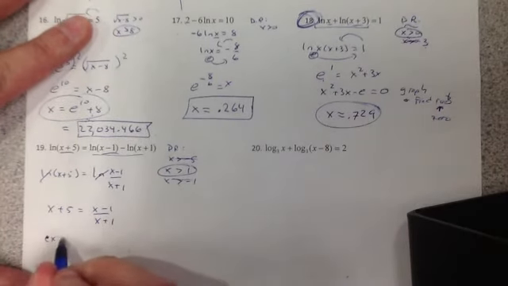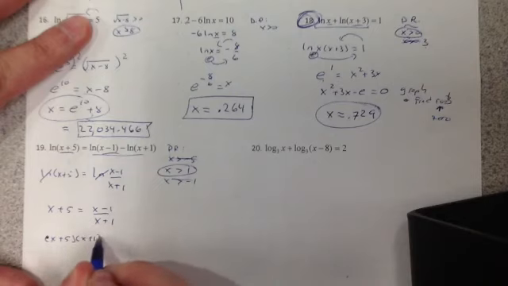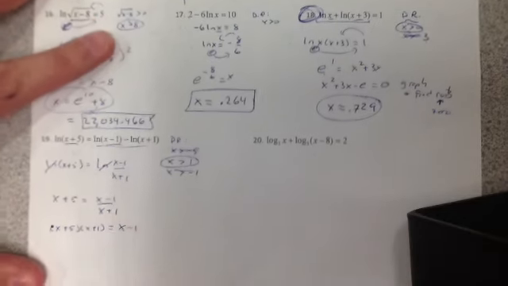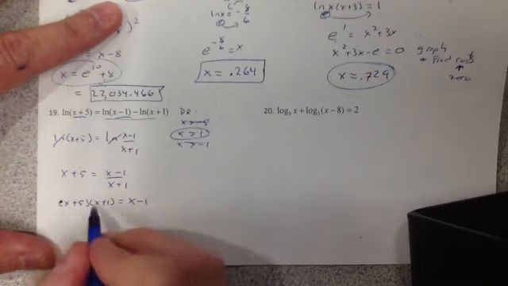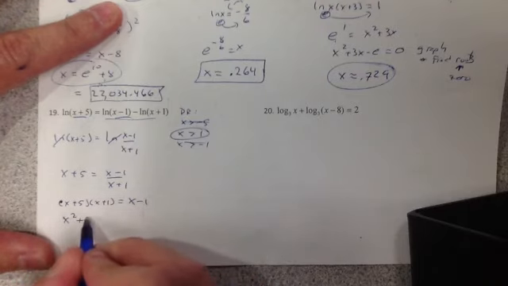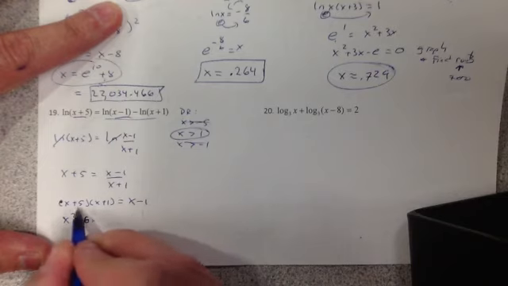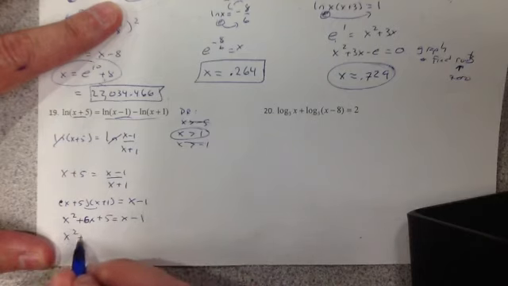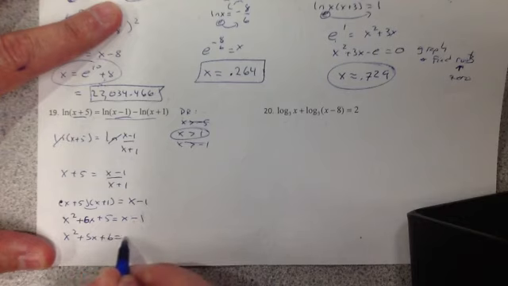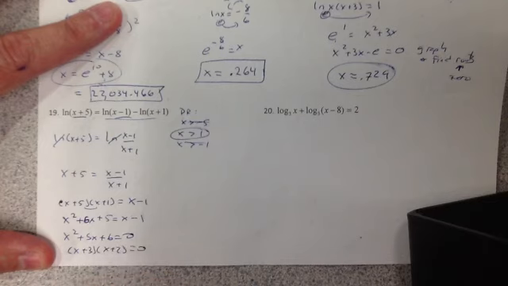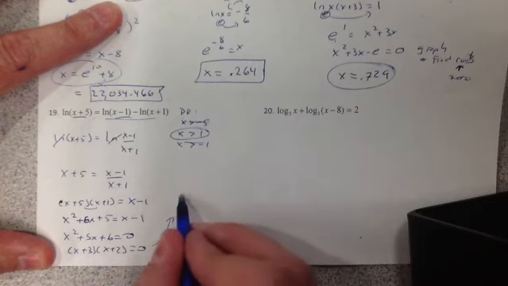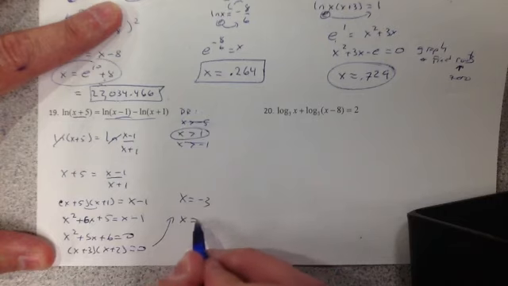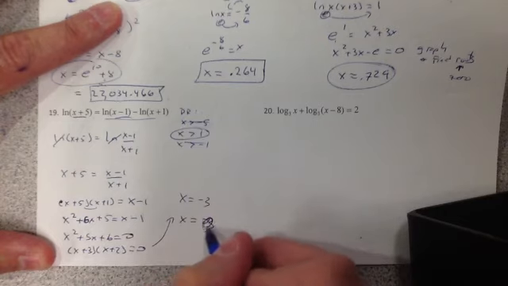Cross multiply, I get x plus 5 times x plus 1 equal to x minus 1. This is a hard one. Distribute: x squared plus 6x, because 1x and 5x, plus 5 equals x minus 1. Bring it over. x squared plus 5x plus 6 equals 0, and I get x plus 3, x plus 2 equals 0. So my possible choices are x equals negative 3, x equals negative 2.